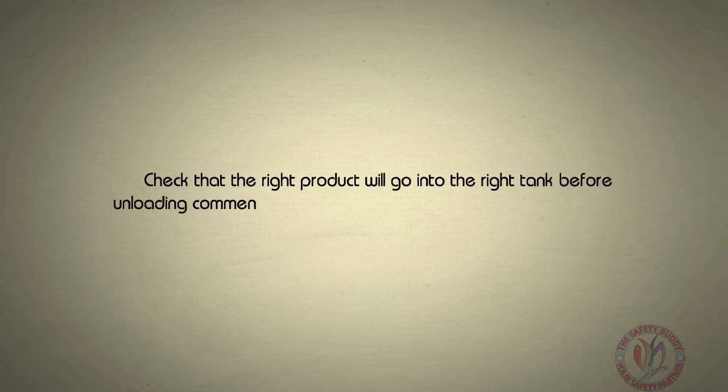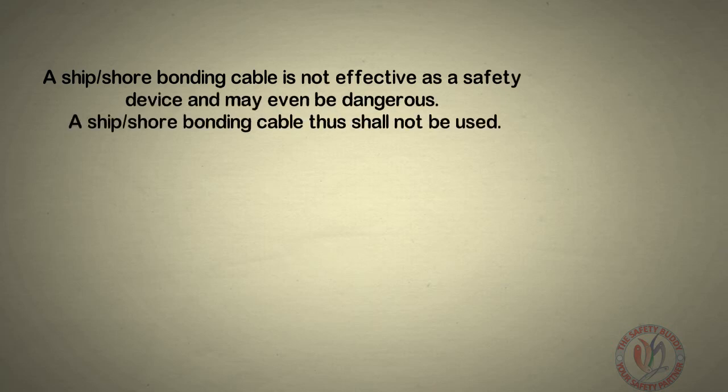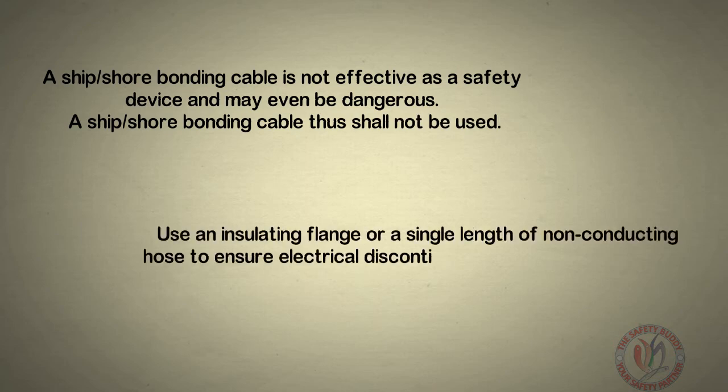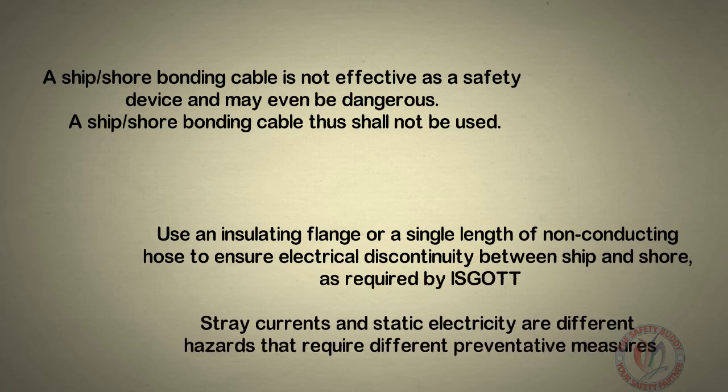A ship/shore bonding cable is not effective as a safety device and may even be dangerous. A ship/shore bonding cable thus shall not be used. Use an insulating flange or a single length of non-conducting hose to ensure electrical discontinuity between ship and shore, as required by ISGOTT. Stray currents and static electricity are different hazards that require different preventative measures.